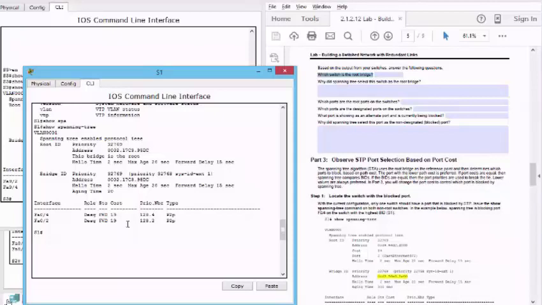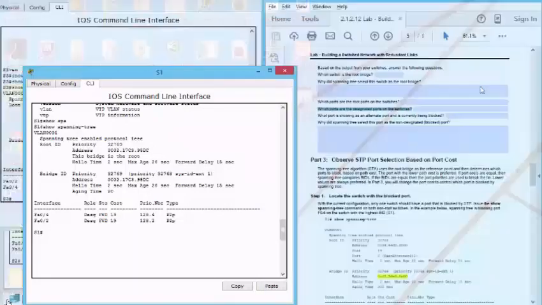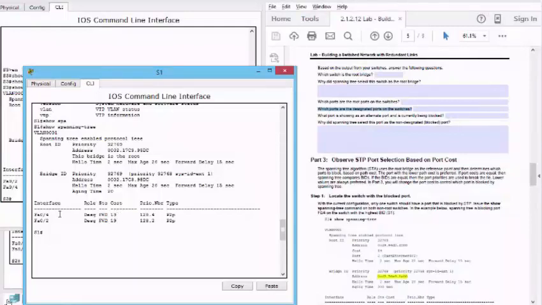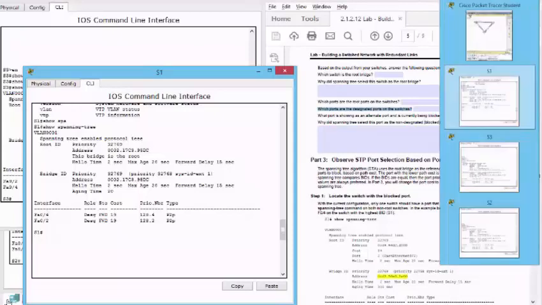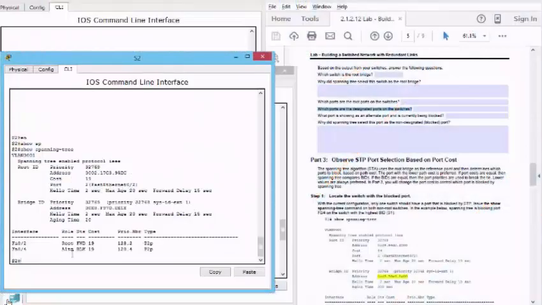And which ports are designated ports on switches? Which ports show as the designated ports of the switches? Let's go to switch 1. The designated ports are Fast Ethernet 04 and Fast Ethernet 02. And let's go to switch 2. There is no designated port on switch 2.